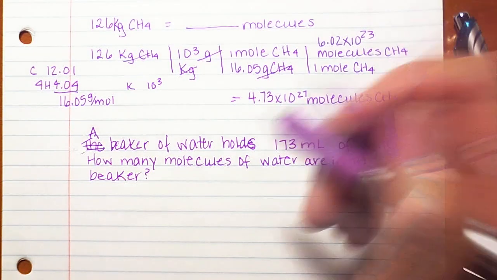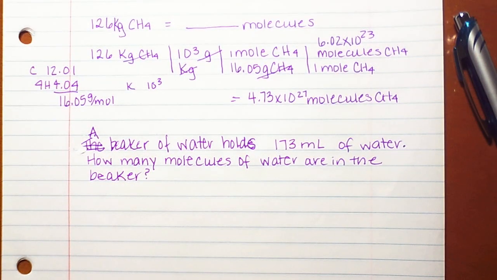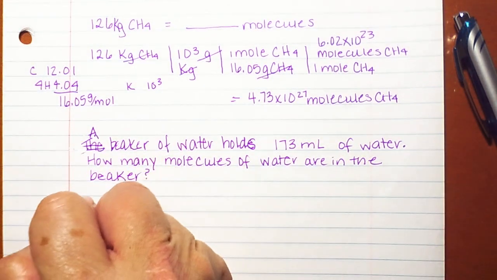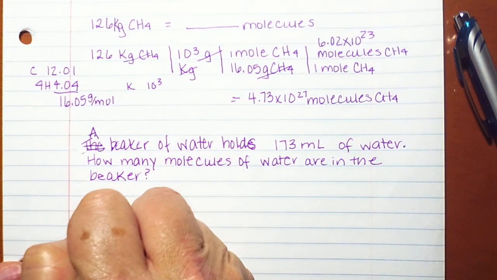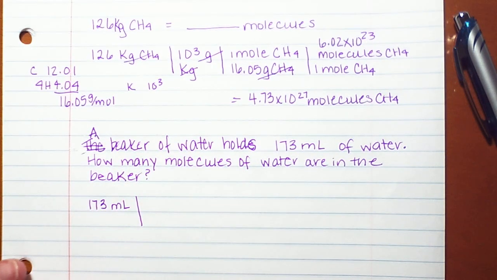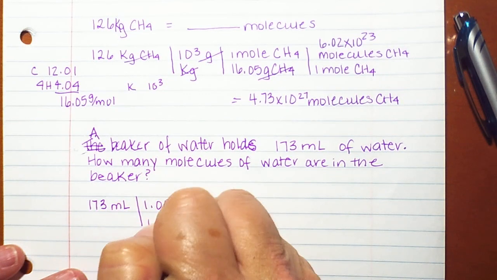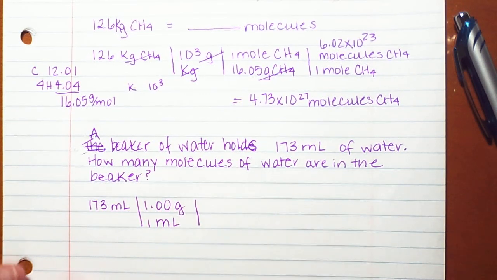The problem, of course, is we have milliliters of water. But fortunately, Miss Paxton has made us memorize the density of water. And so we all know what it is. What is it? Boy, I hope you said 1.00 gram per milliliter. Okay, here we go. 173 milliliters. And so the first thing we want to do is convert to grams. 1 milliliter of water is equal to 1.00 grams of water. See how easy that is?